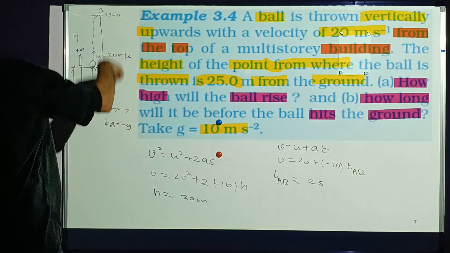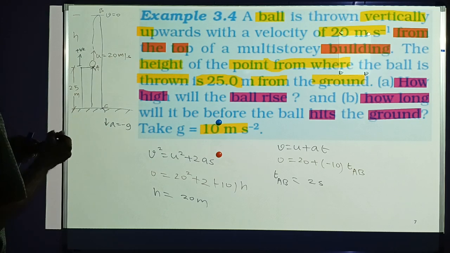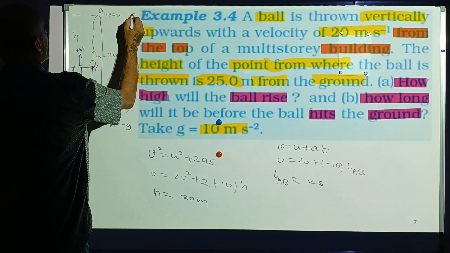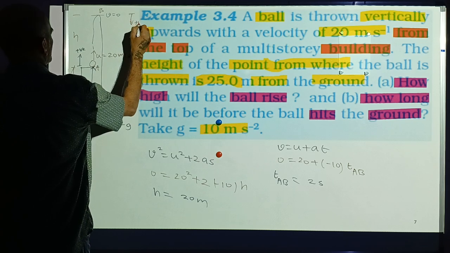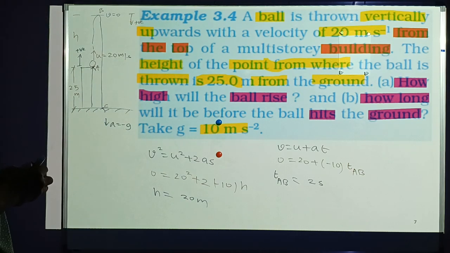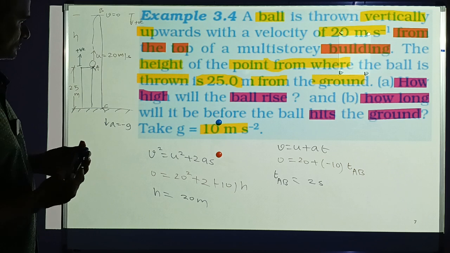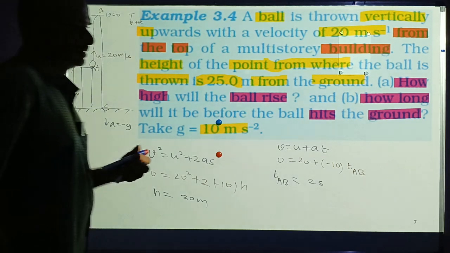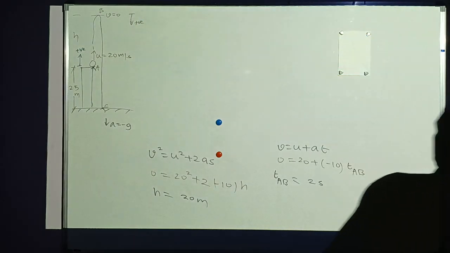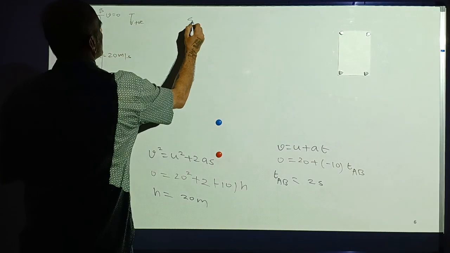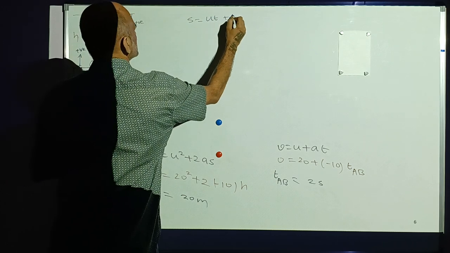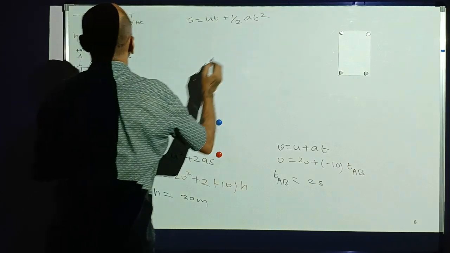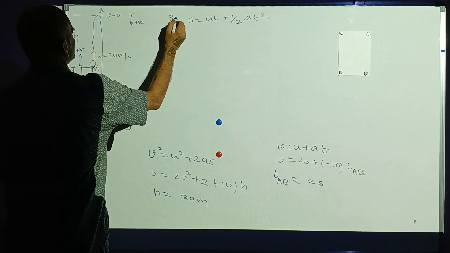And then we can consider this motion from B to C. For that, the convenient coordinate system will be, this is the origin of the y-axis and the downward direction is positive. And I can use s equal to ut plus half at square. u is the velocity at this point. So this I'll use for this motion B to C.